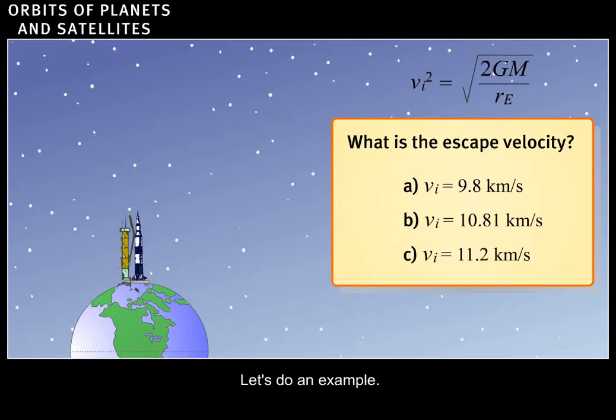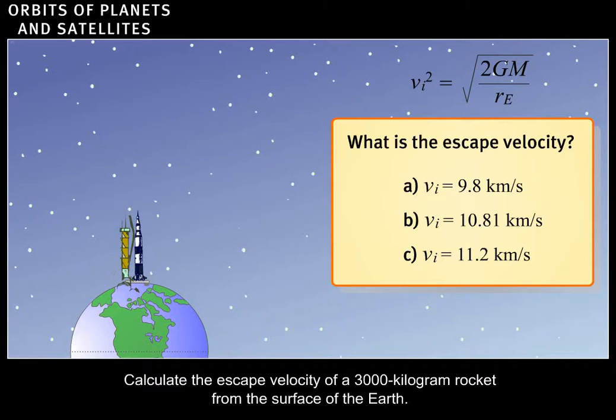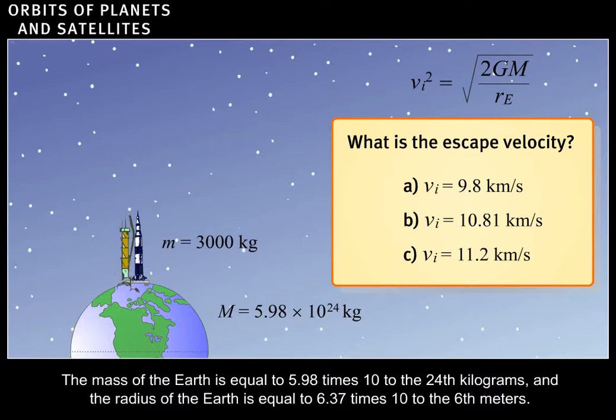Let's do an example. Calculate the escape velocity of a 3,000 kilogram rocket from the surface of the Earth. The mass of the Earth is equal to 5.98 times 10 to the 24th kilograms, and the radius of the Earth is equal to 6.37 times 10 to the 6th meters.